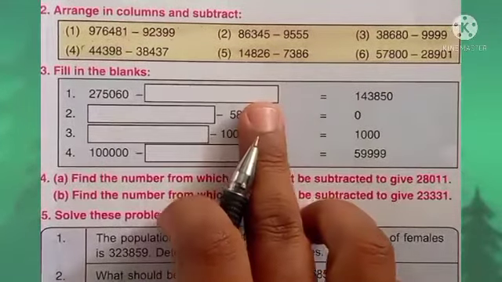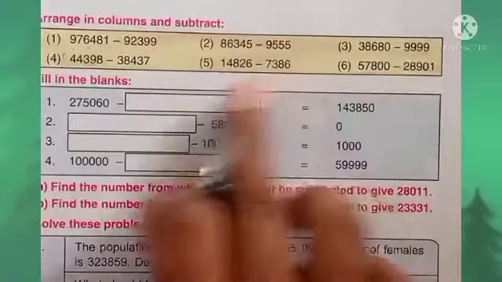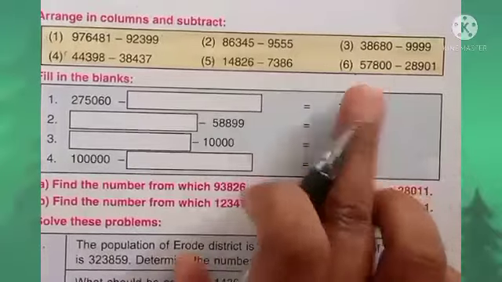See, dear children, in second main, till 4 I have done. 5th and 6th you do for homework. Okay? 5th and 6th you do for homework. Okay?